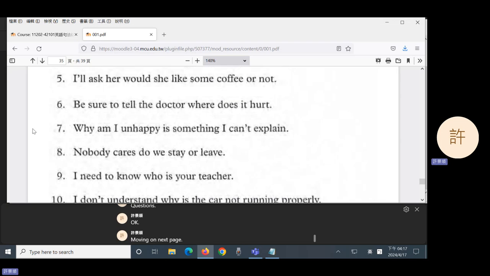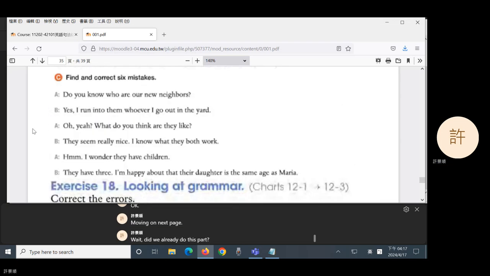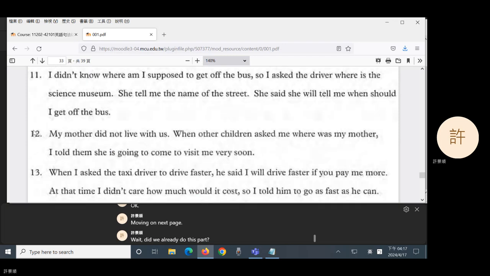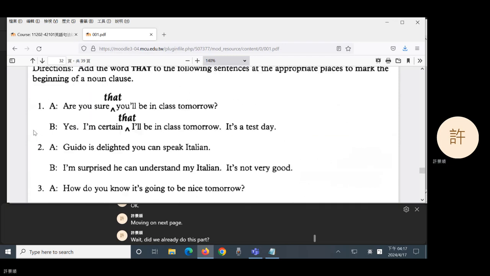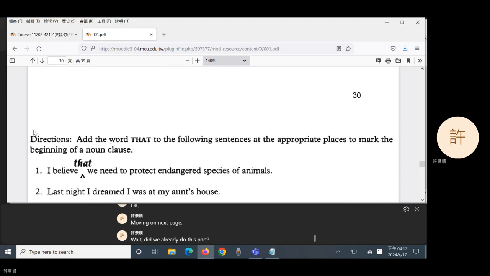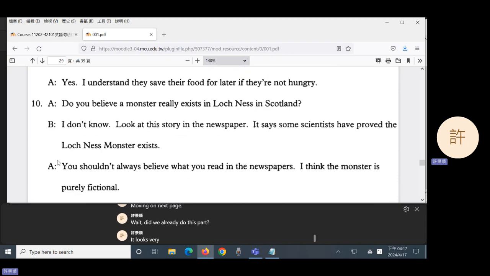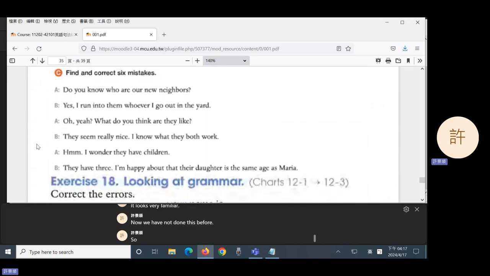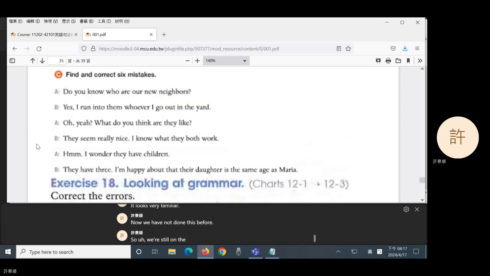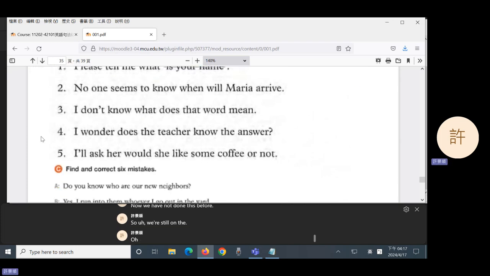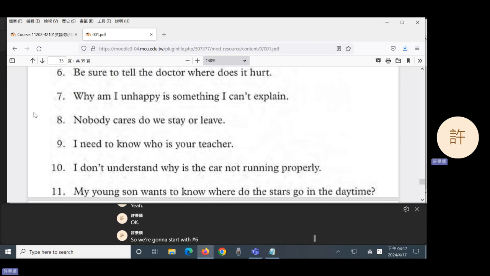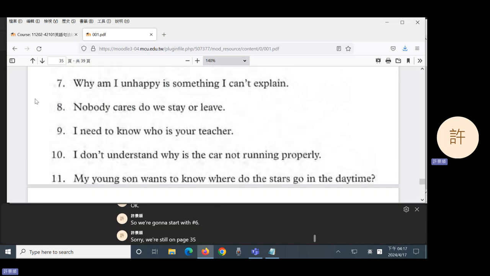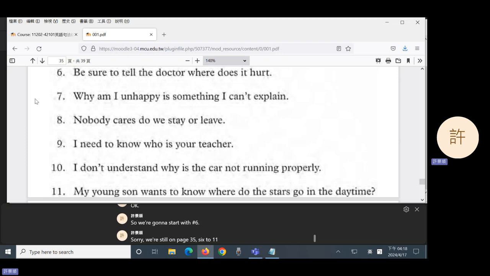Wait, did we already do this part? It looks very familiar. No, we have not done this before. So we're still on the... Oh, I see. Okay, yeah. So we're going to start with number six. Sorry. We're still on page 35, 6 to 11. I guess I must have repeated. So that's 6, 7, 8, 9, 10, 11, 5 questions. I'll give you 2 minutes.